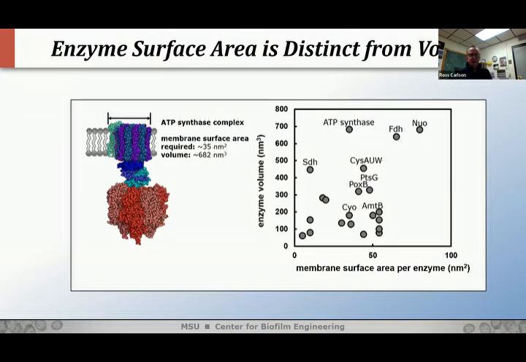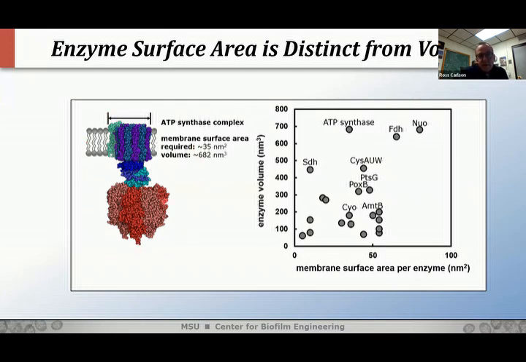I want to highlight that what we're looking at is a surface area constraint. It's not a volume constraint. This is a bit of a difference from a number of studies that are currently in the literature. We're looking at how much area each enzyme occupies in this inner membrane. This is in contrast to the entire volume of the enzyme.